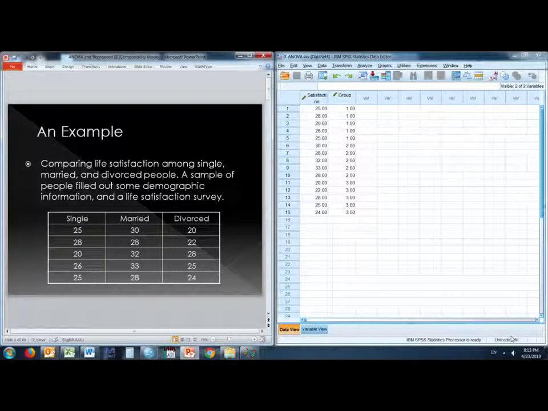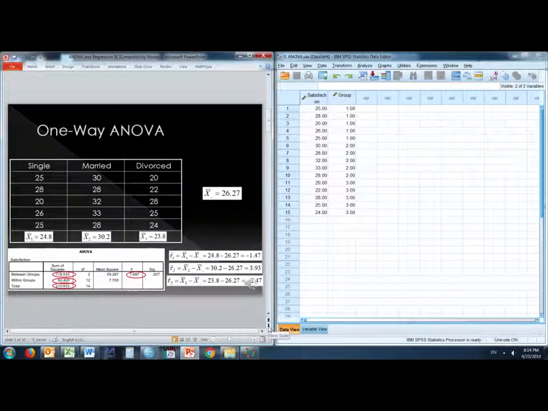Next, let's have an example. Comparing life satisfaction among single, married, and divorced people. A sample of people filled out some demographic information and a life satisfaction survey. We have single, married, and divorced groups. First, we can conduct a one-way ANOVA.